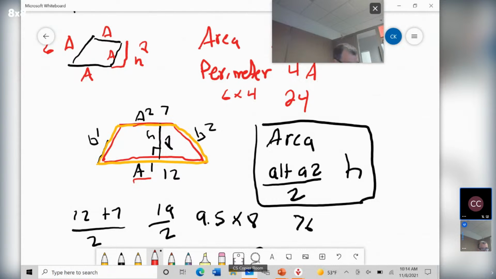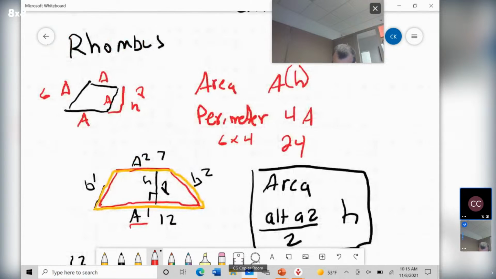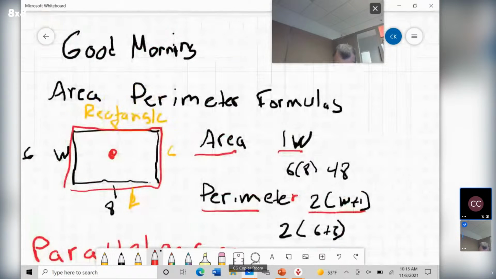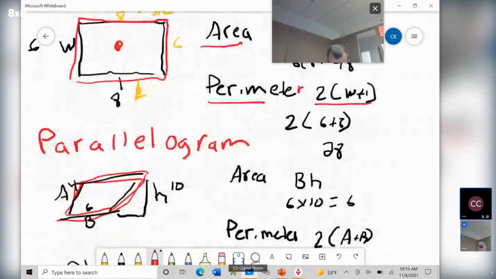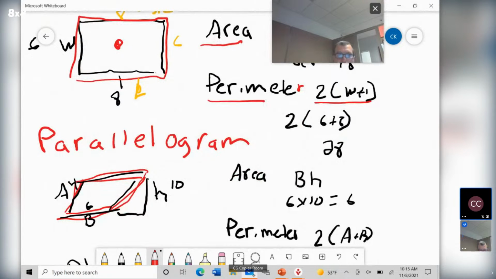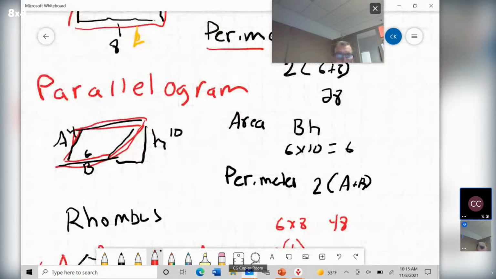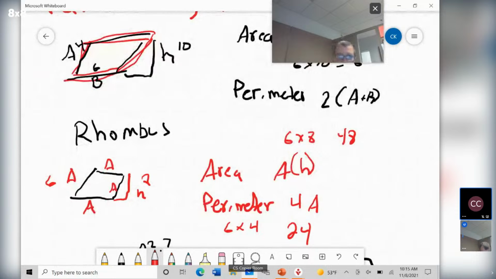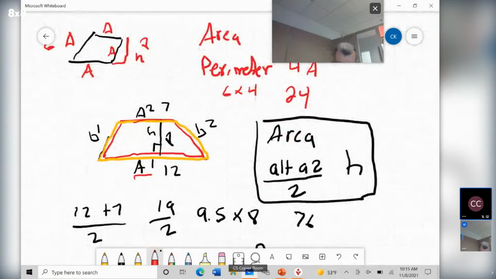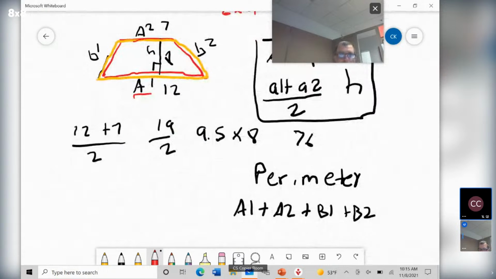Okay, so you guys, I'll go ahead and post some of these for practice. The one thing you might want to do is try to write these formulas down before you start so you have the formulas handy. So just remember, for a rectangle, the area is length times width and the perimeter is 2 times length plus width. Parallelogram, you want to write the area as base times height, and the perimeter is 2 times A plus B. For a rhombus, the area is side A times the height, and the perimeter is 4A. And then for the trapezoid, the area is A1 plus A2 divided by 2 times the height of the trapezoid. And the perimeter is just adding all 4 sides together.